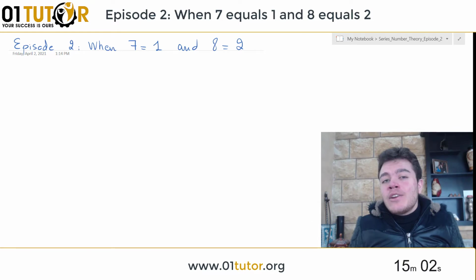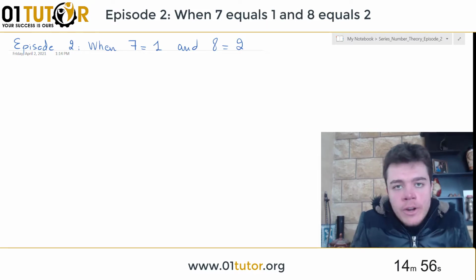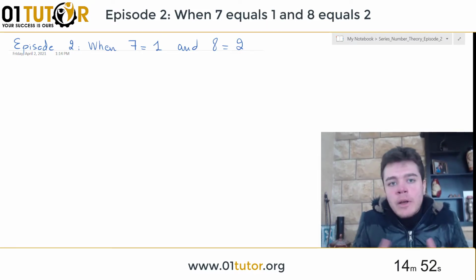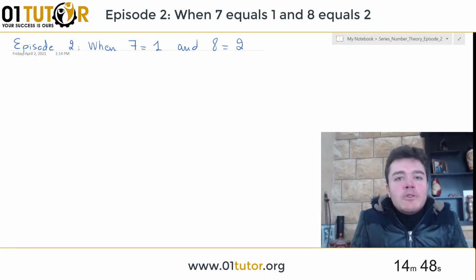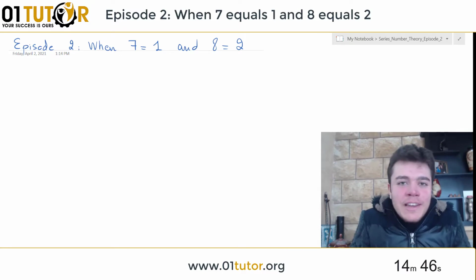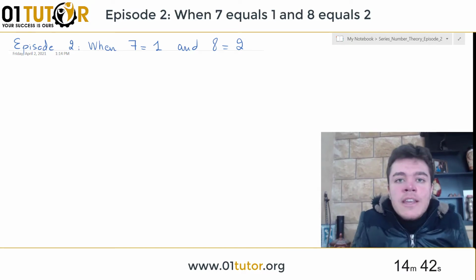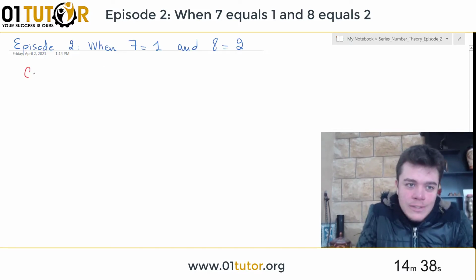Very interesting title: when 7 equals 1 and 8 equals 2. Now you might think that, from the ordinary methods and from what we learned in high school, it's impossible to have two numbers that are not the same be equal to each other. But this goes back to the space that you are dealing with, and in this video we are going to discuss a very important concept in number theory called congruences and residues.